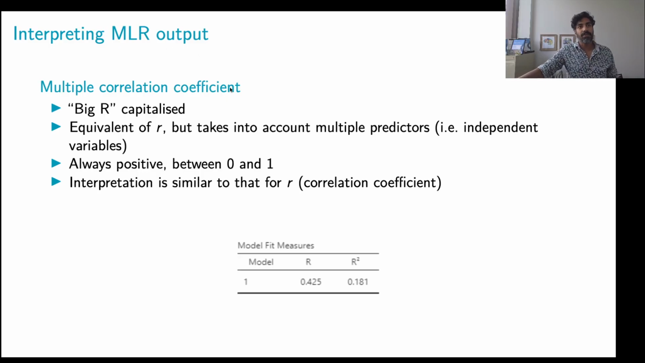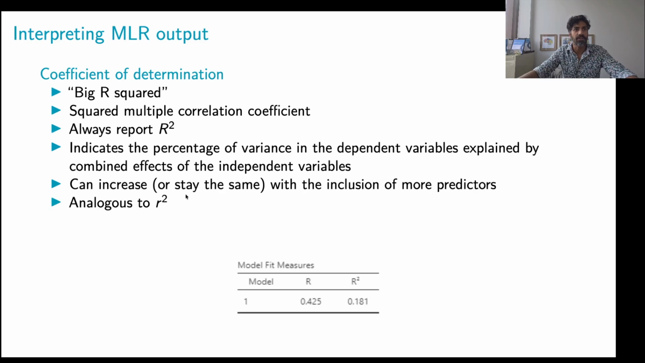So, interpreting multiple linear regression output, you'll encounter the big R capitalized, which is the multiple correlation coefficient. It's actually the equivalent of your Pearson's r that you're familiar with, but it takes into account multiple predictors. So in multiple linear regression models, when you have multiple independent variables, you have your R squared, your coefficient of determination. Here it says 18%. And then your big R shows you, similar to the correlation coefficient, the relationship between the key variables of interest. It's always positive, between 0 and 1, in multiple linear regression models.